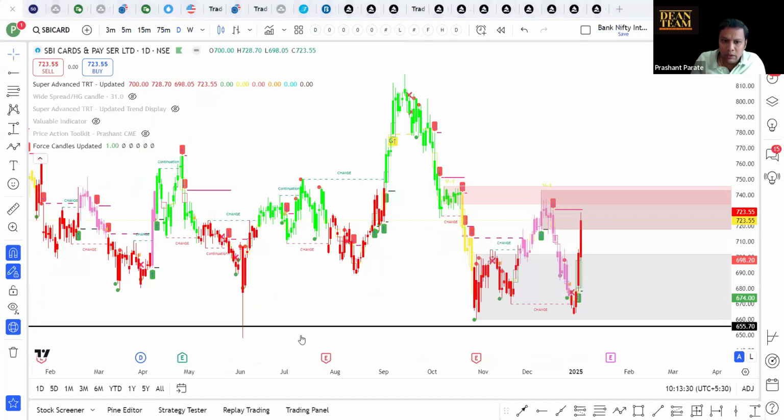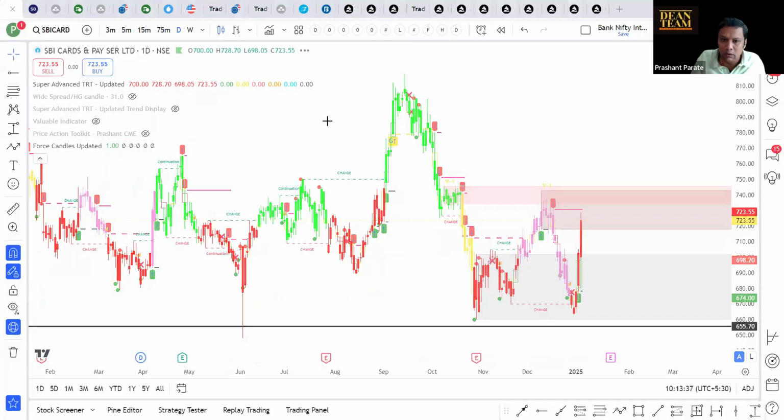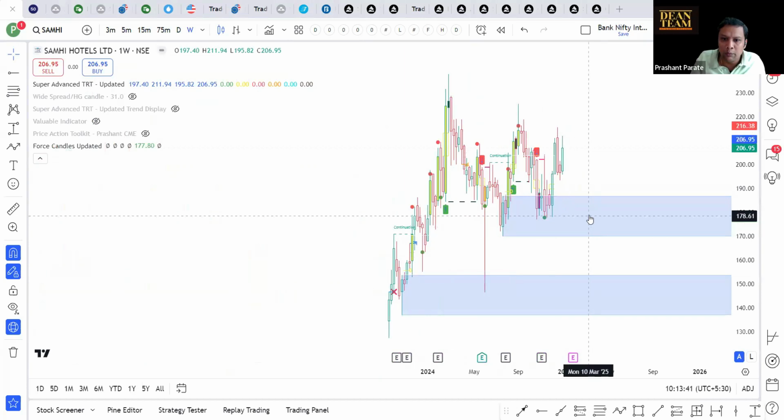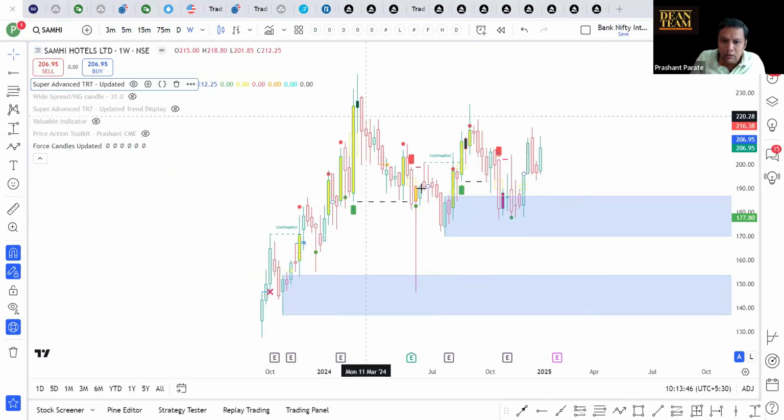After Linde and SBI, Samhi Hotel. Let's check Samhi. On the weekly chart, Samhi Hotel. This is a new IPO kind of stock, and it gave a retracement entry in this buying area. It gave a retracement entry in this buying area.